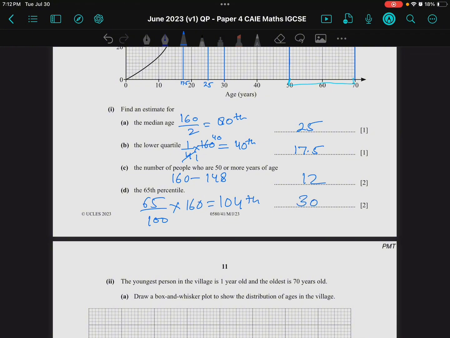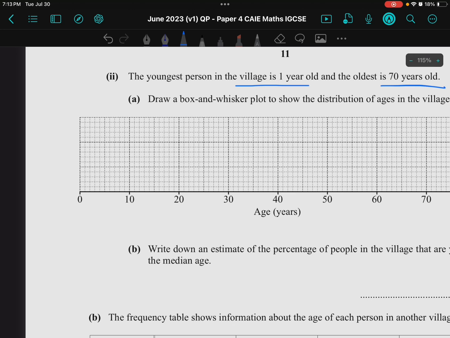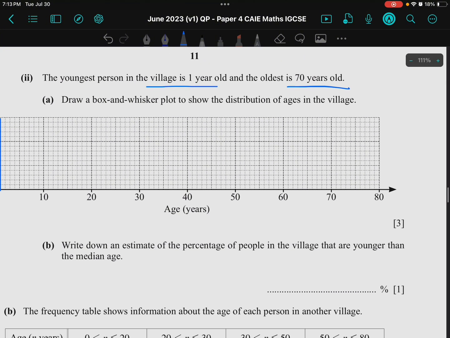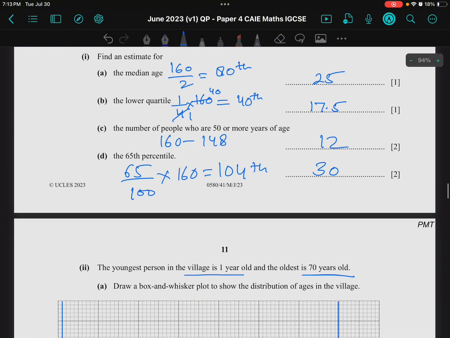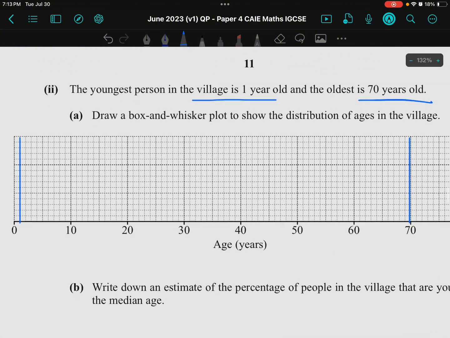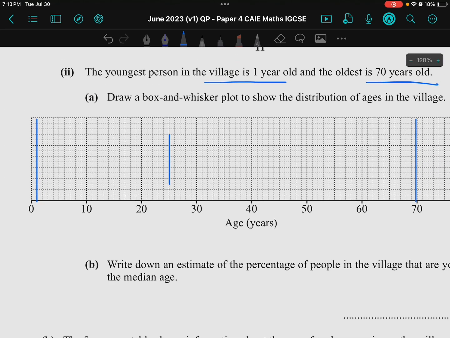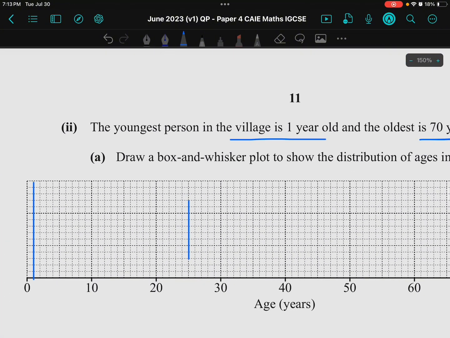Now, the youngest person in the village is 1 year old and the oldest is 70 years old. So on 1 and 70, drop the lines. This is 1 and this is 70. Draw a box and whisker plot to show the distribution of ages in the village. From the first part, we know the median is 25. So on 25, mark a line. This is the line. For the lower quartile, we know the value is 17.5. So on 17.5, mark the point. This is 15, 16, 17, 17.5 is here. So drop the line.